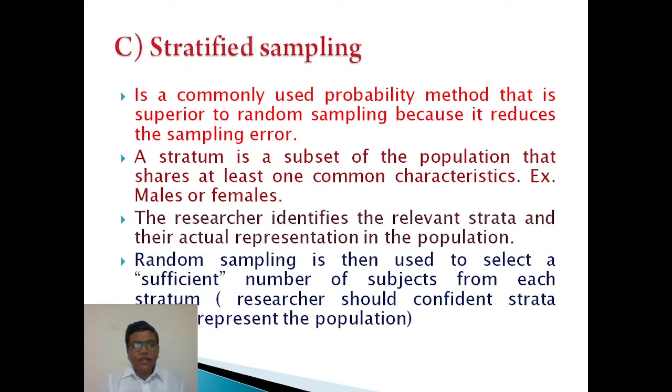C. Stratified sampling is a commonly used probability method that is superior to random sampling because it reduces the sampling error. A stratum is a subset of the population that shares at least one common characteristic, for example, males or females. The researcher identifies the relevant strata and their actual representation in the population. Random sampling is then used to select a sufficient number of subjects from each stratum. Researchers should be confident that the strata represent the population.